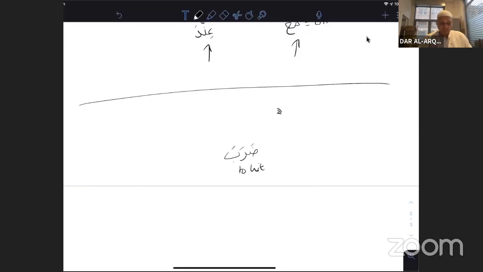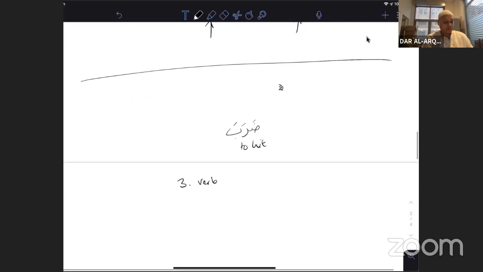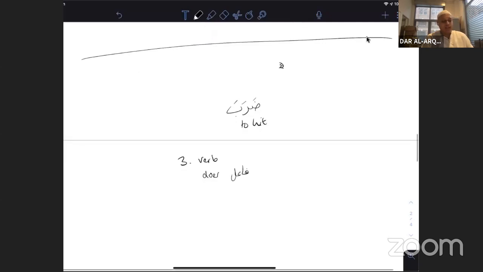Whenever you have a verb, you require 3 things. You require the verb itself, of course. You require the doer of the verb. The doer is the fa'il. And the last component, you don't always need this. Keep that in mind. You need these 2 definitely, whereas the last one you do not need is the victim of the verb. I'll give you an example very soon. It is the maf'ulun bihi.